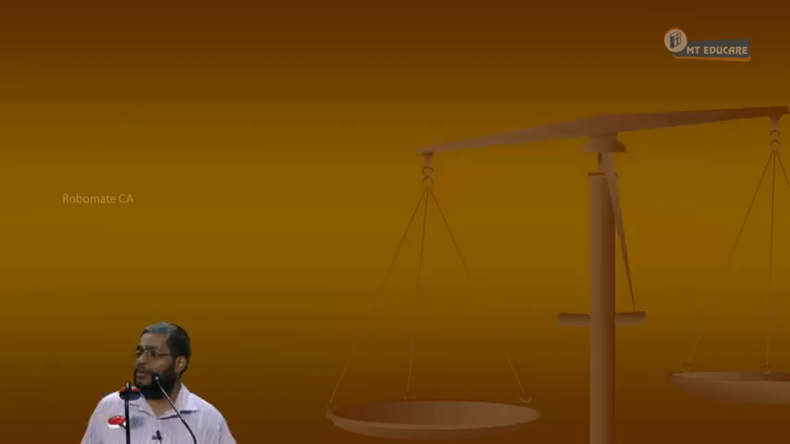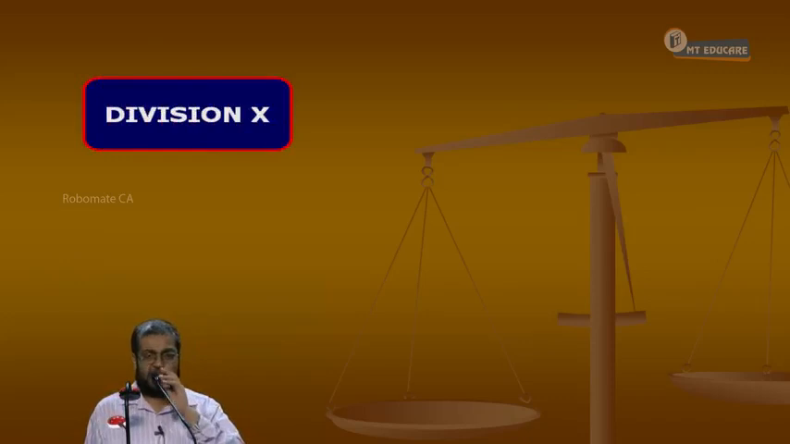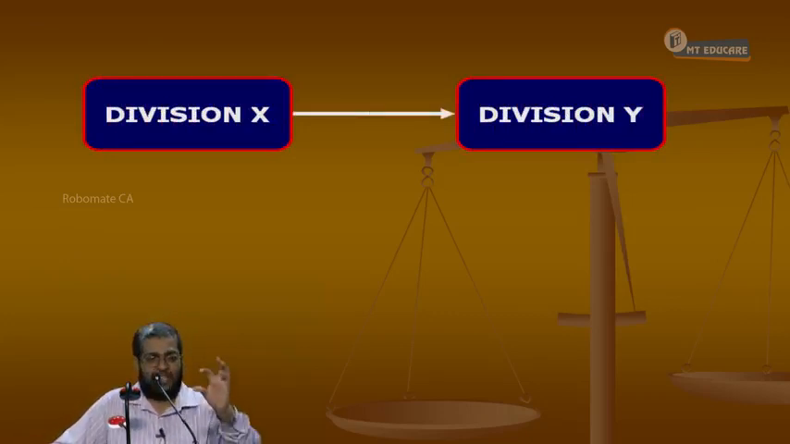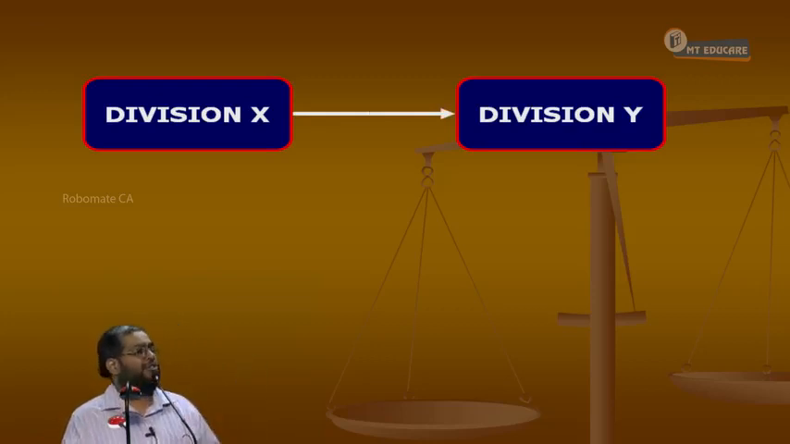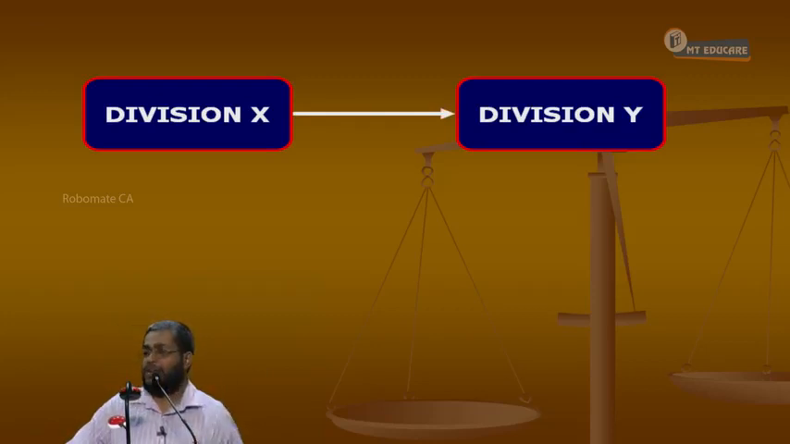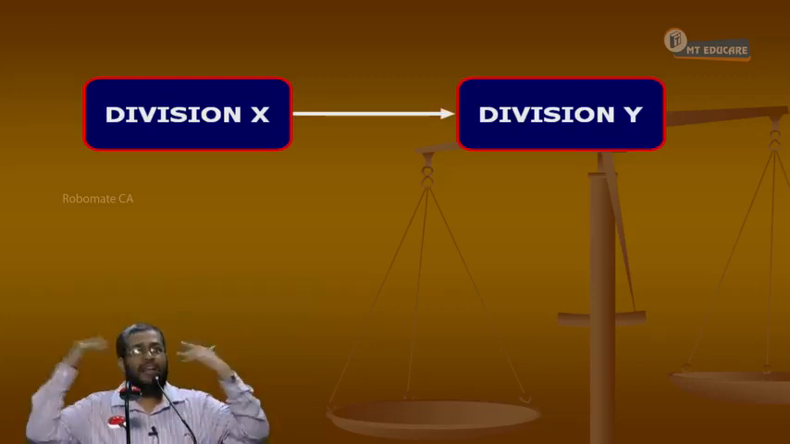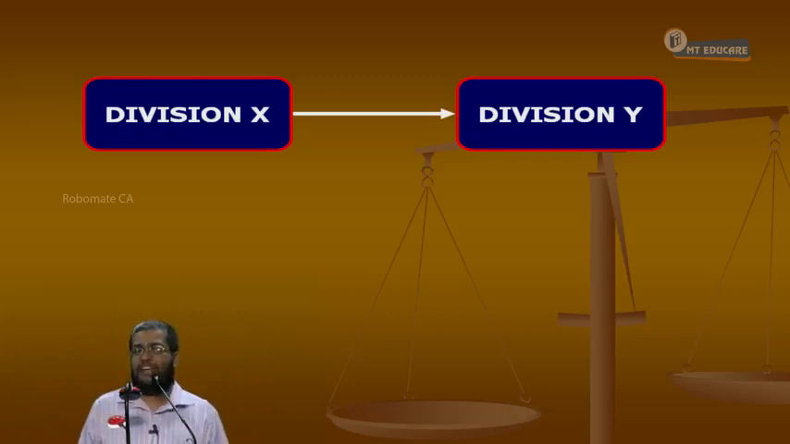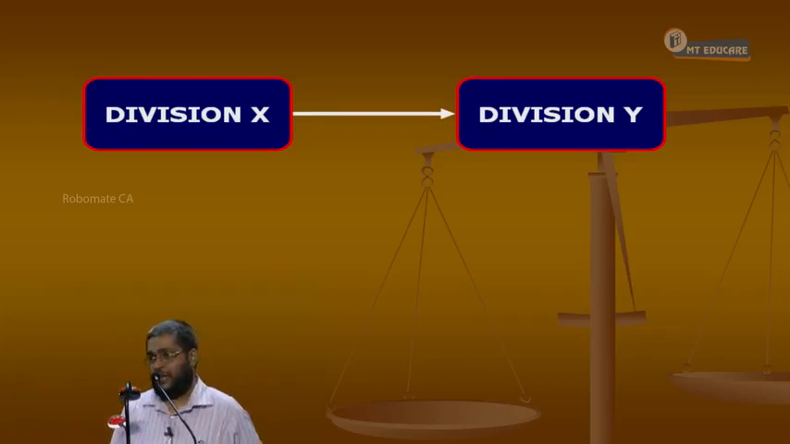Now, see. Let's take an example. There are 2 divisions in a company, namely Division X and Division Y. Division X manufactures a product which is transferred to Division Y, where it is further processed and sold to an outsider. Everybody listening or not? Yes, sir. So Division X manufactures a product, and it is transferred to Division Y.